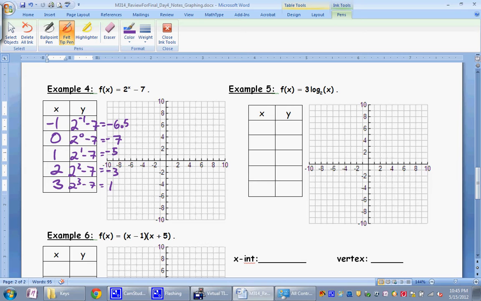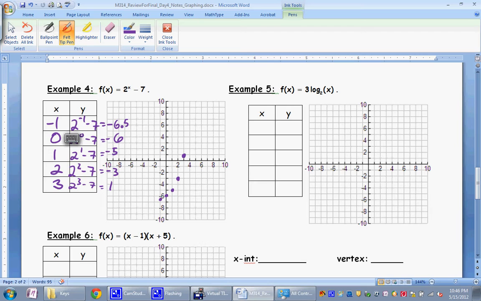And once you've got your set of ordered pairs, just go right into your graph, start putting the points down. Looks to me like I made a little mistake right here with this one. This is 2 to the 0 minus 7. 1 minus 7 is -6. Sorry, just caught that as I was graphing it. Then 1, -5 is another point. And then we've got, let's see, 2, -3, and then 3, 1.